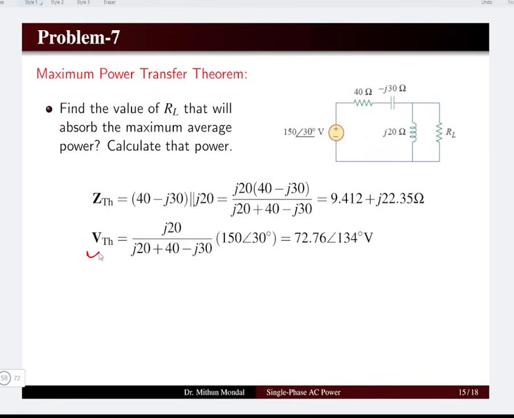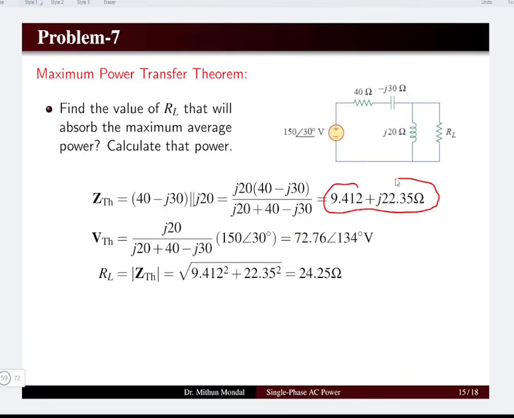Now the Thevenin voltage, which is nothing but the open circuit voltage at the load terminal. So we can use the voltage division rule, and we can find out that 72.76 angle 134 volt is the Thevenin voltage. This we have discussed in detail in the previous lectures, where voltage division we have studied. So here we have seen that the Thevenin impedance, the real part is basically the resistance Thevenin, and the imaginary part is basically the reactance Thevenin.